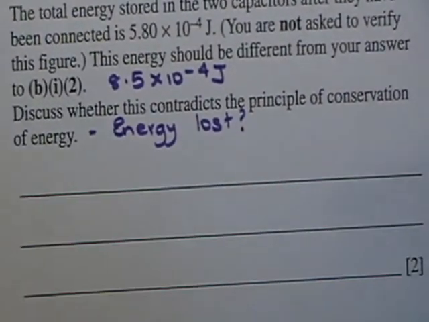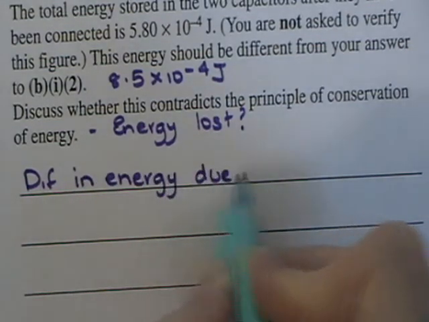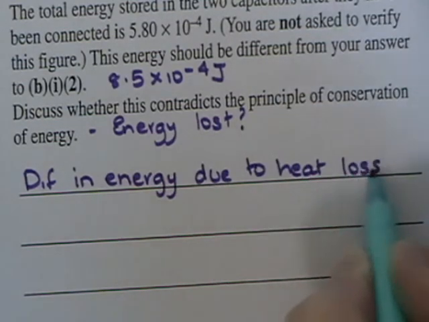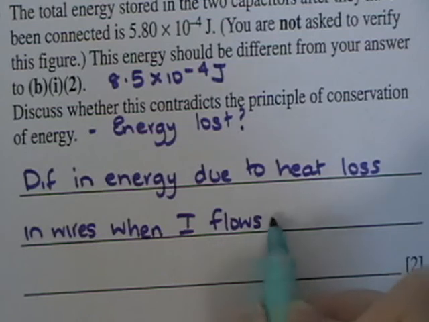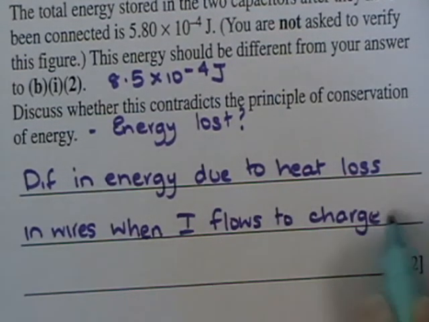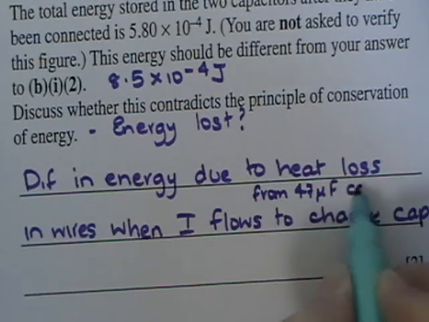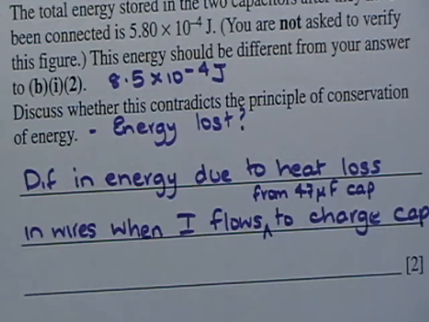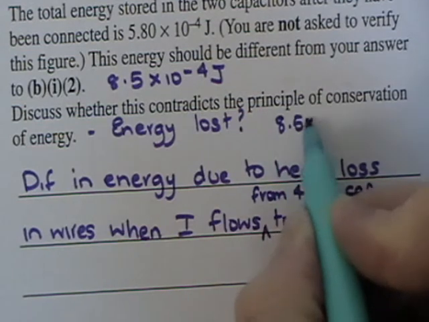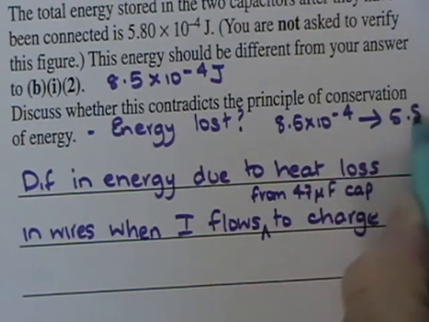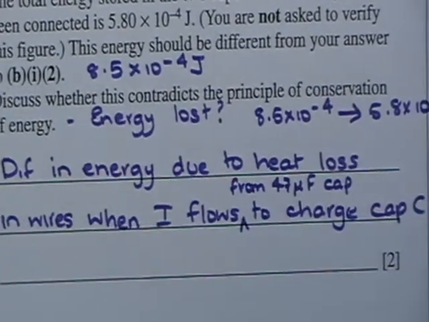So, of course, there appears to be a difference in energy, and the difference in energy is due to heat loss in the wires as current flows to charge capacitor C from the 47 microfarad capacitor. I would say something about the fact that it has gone down. So it seems to have gone from 8.5 by 10 to the minus 4 down to 5.8 by 10 to the minus 4. So say something about that, suggest that energy has been lost, and give a reason why you think energy has been lost.